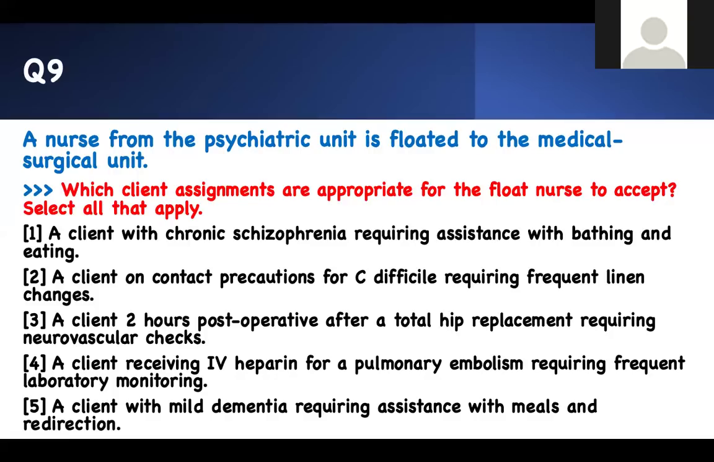A client with mild dementia requiring assistance with meals and redirection. It's a psych patient with dementia. They see them all the time. They can redirect and then give them food. So 1, 2, and 5 are appropriate for a psych unit nurse. These are 9 questions, but I'll focus on every aspect of management of care. I hope you get something out of it.